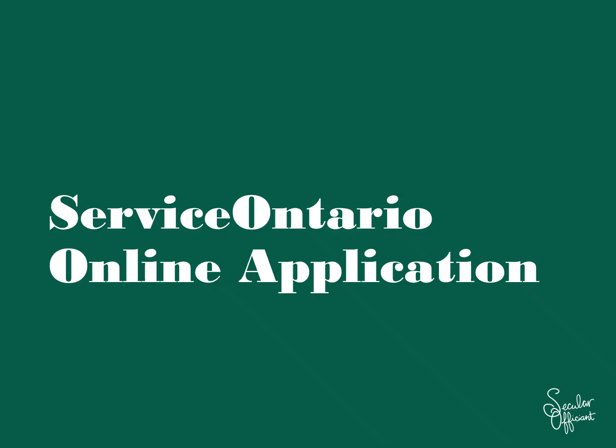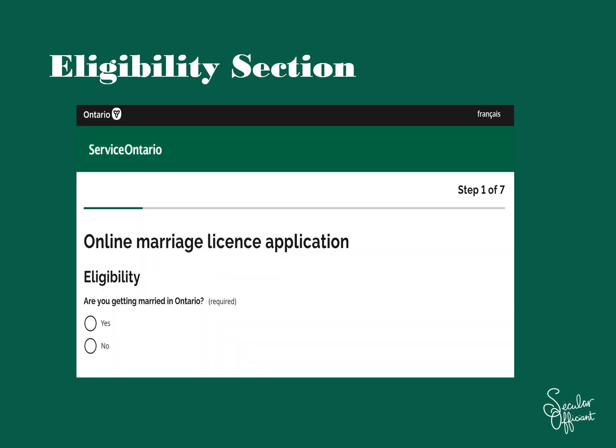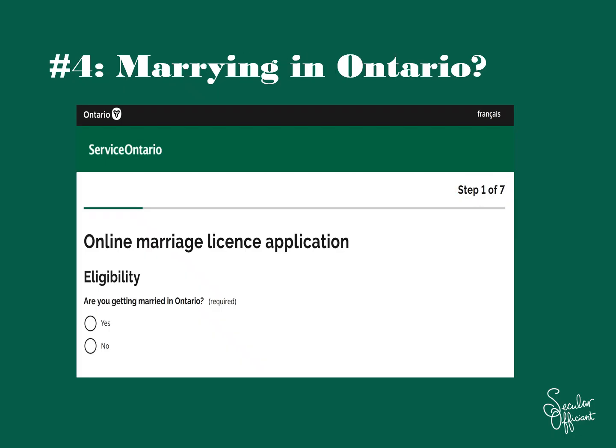ServiceOntario online application. Eligibility. Section 1 of the ServiceOntario application is the eligibility section. This is the first of 7 sections in the application form. As a reminder, ServiceOntario calls them steps, but to avoid confusion in this video, we will refer to them as sections. Step 4 is answering the question, are you getting married in Ontario? Select yes, as you are applying for an Ontario marriage license.